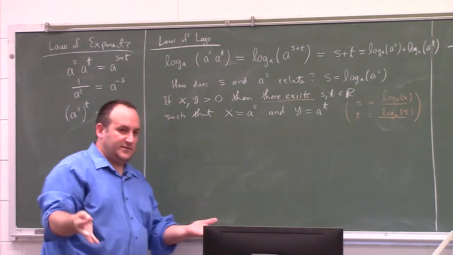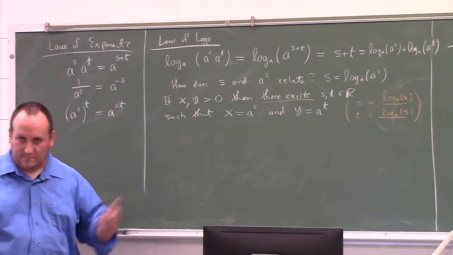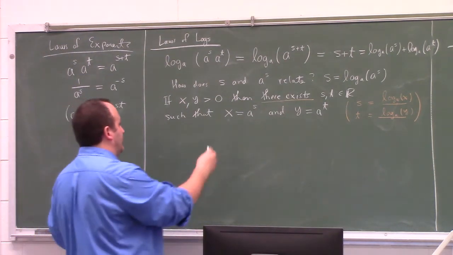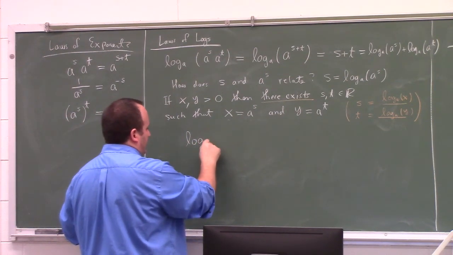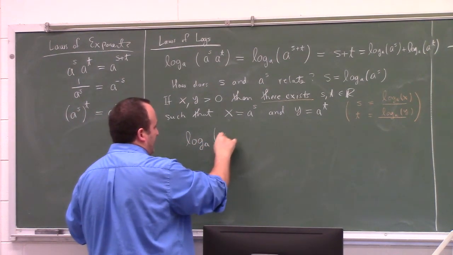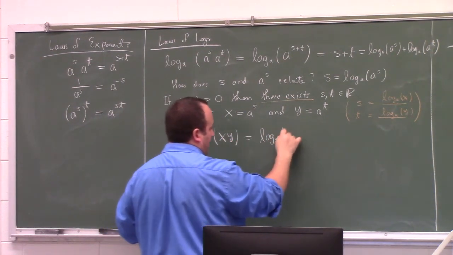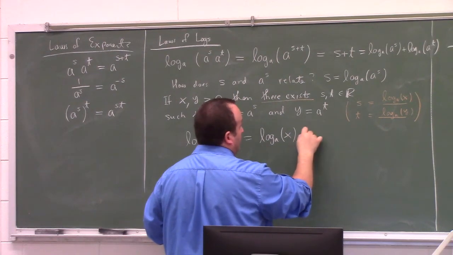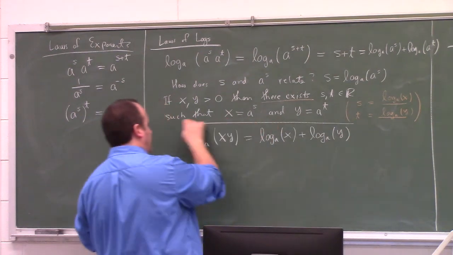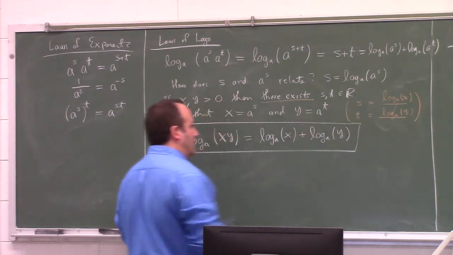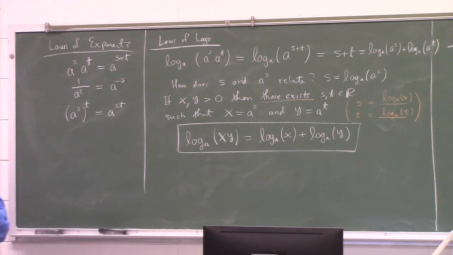So all I'm trying to tell you is I've gone through a kind of meandering proof of the following log law. And the law is this: the log base a of x times y is equal to the log base a of x plus the log base a of y. And that is a lot of the reason people are interested in logarithms, because logarithms convert products to sums.